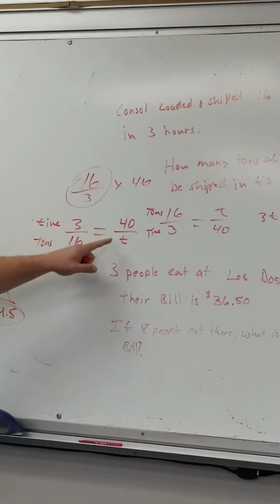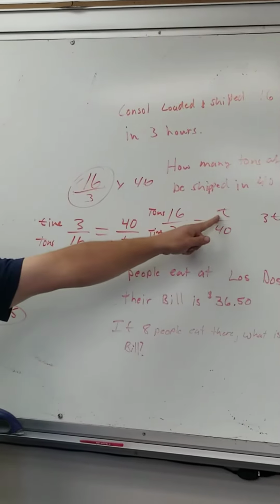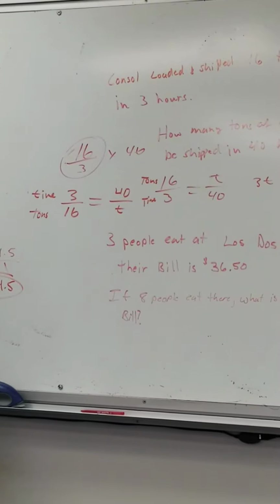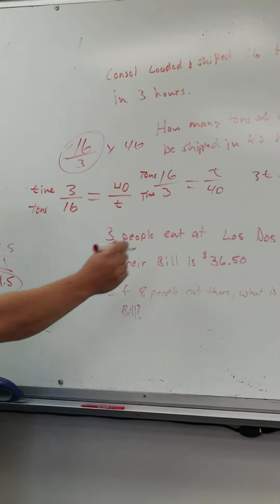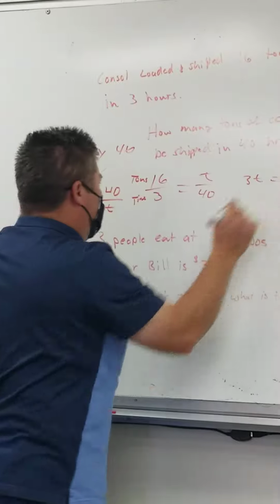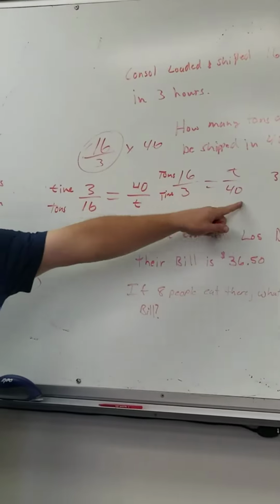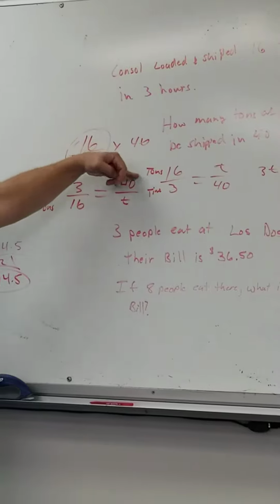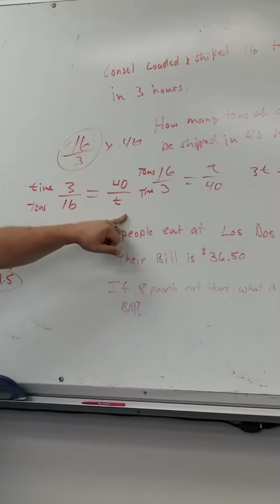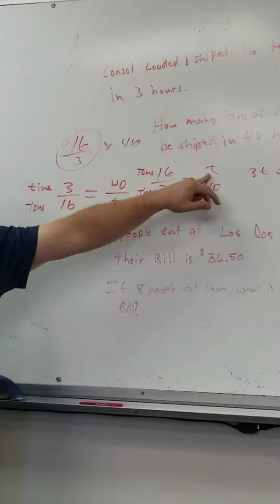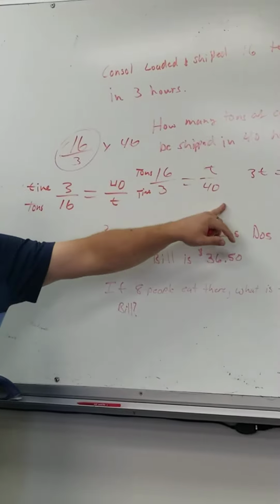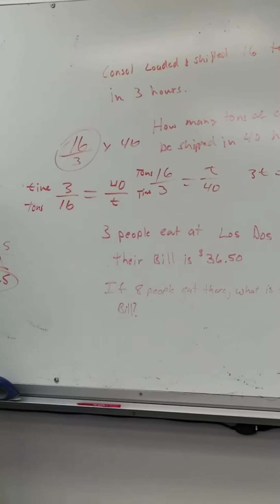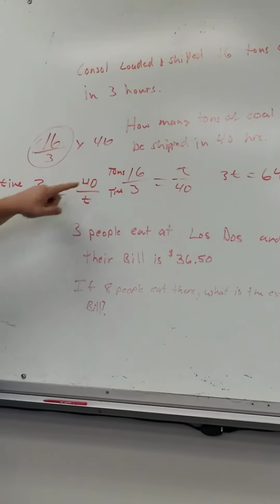Cross multiply this, what will you get? 3T equals 16 times 40. Somebody do that. 640. Would it matter whether I did it this way or that way then? Wouldn't matter. You're going to get the same answer. Just make sure time is on top both sides and tons is on bottom both sides, or tons is on top both sides and time is on bottom both sides. It doesn't matter as long as they are equivalent ratios, meaning you're comparing them the same way. Time to tons or tons to time.